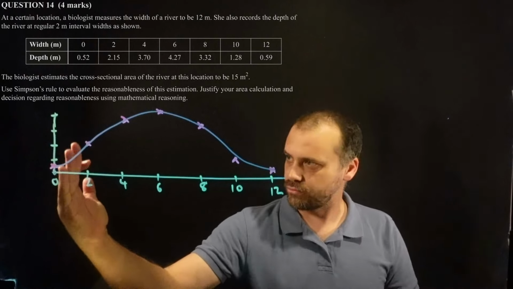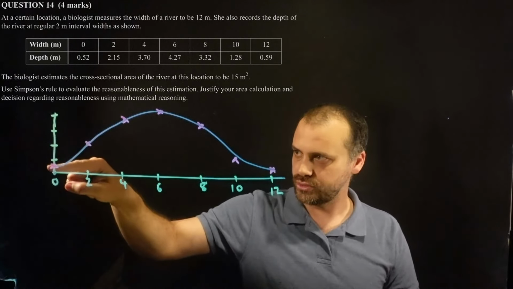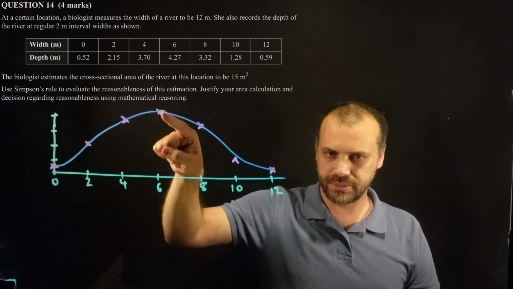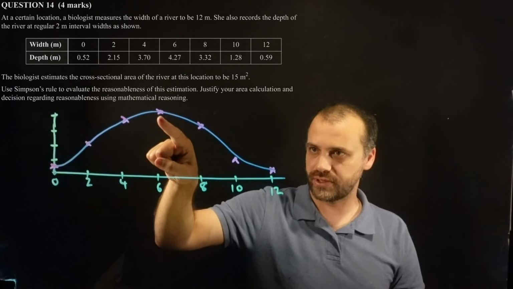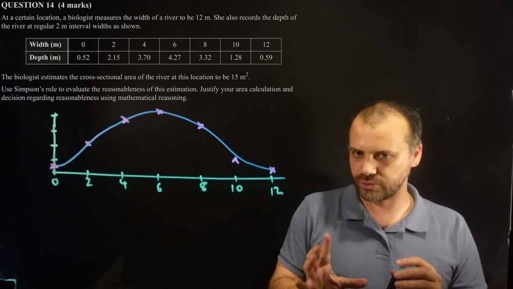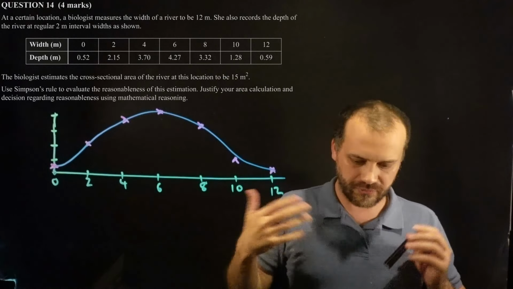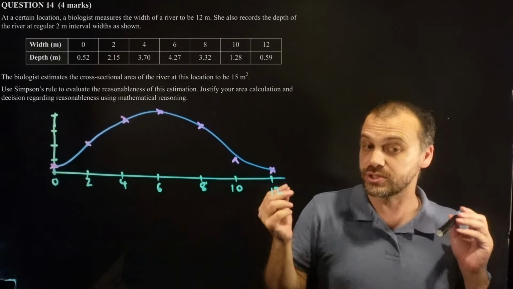Now, when we're right at the start of the river, it's about 0.52 depth. And then it's got a maximum depth of like 4.27 at the 6 meters, and then it comes back down again. So this is a Simpson's rule question. We're not given the actual function, but we don't actually need a function to solve a Simpson's rule question.